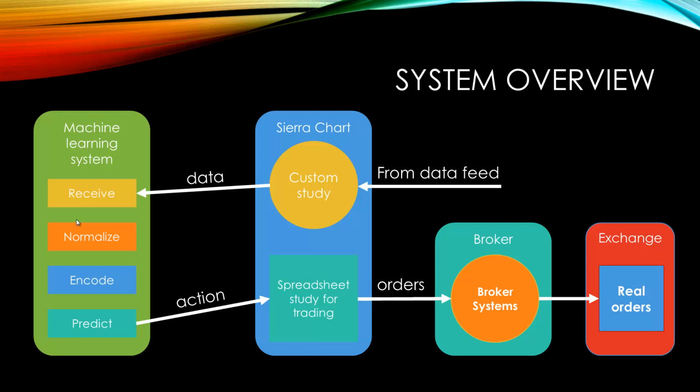Just from the standpoint of how the overall flow works, within Sierra chart, the custom study is collecting information as it comes in from the data feed. It sends that data to the machine learning server that's sitting on your computer. That server does a fair amount of work and sends back a prediction. That prediction, which we call an action, is captured by the custom study and given to the spreadsheet study that is in the chart book. Okay, that's on the chart. And then if there's something to do, it will place an order.